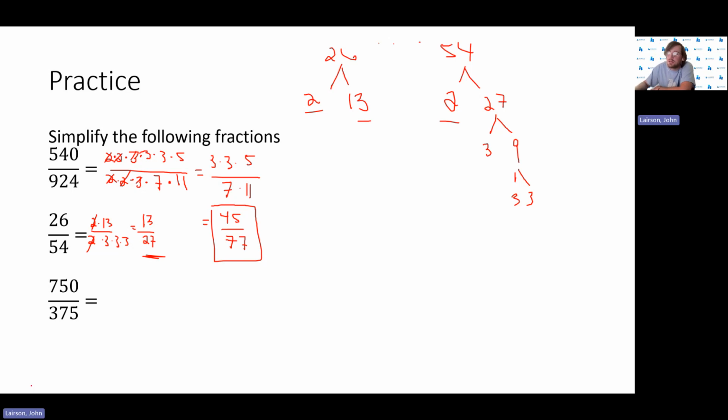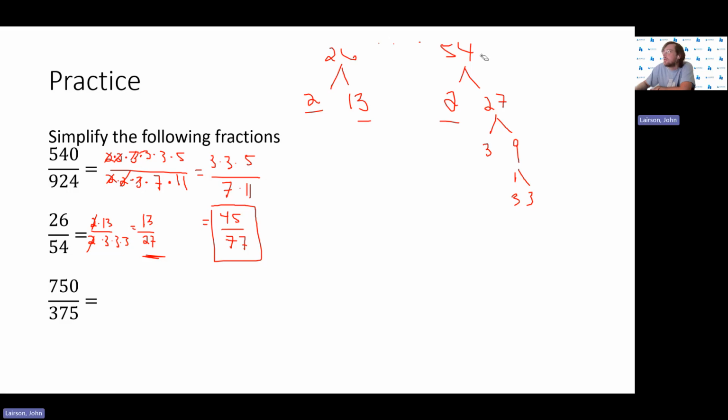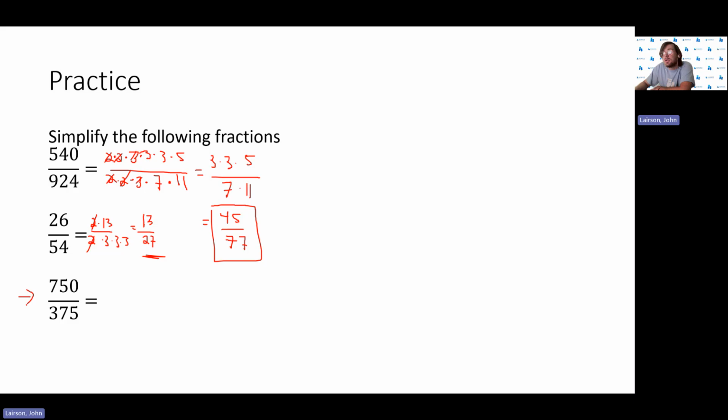750 over 375. And we get rid of the factor trees again, so take a second if you need them still. One thing I'll note too is that this is an improper fraction. We still need to reduce improper fractions. It does not matter that the top is bigger than the bottom. We do the same exact thing.